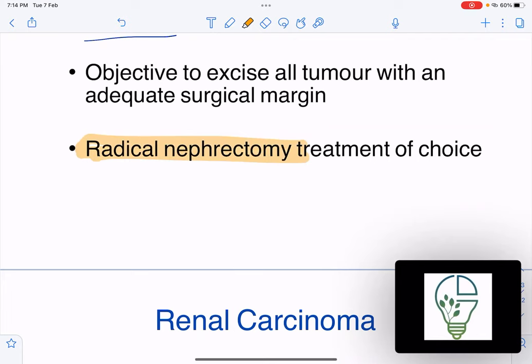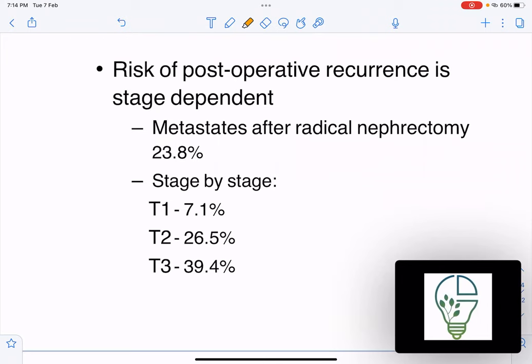Now, what if there was an early diagnosis? What if we actually diagnosed it early and we can actually just remove the tumor? So I'll show you guys what the treatment for that is in a bit.